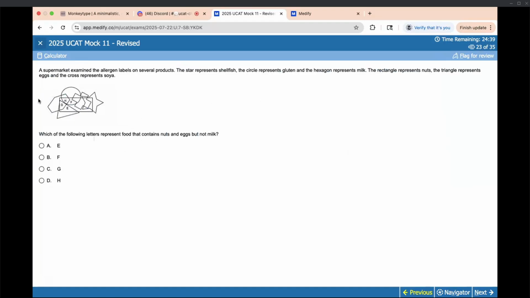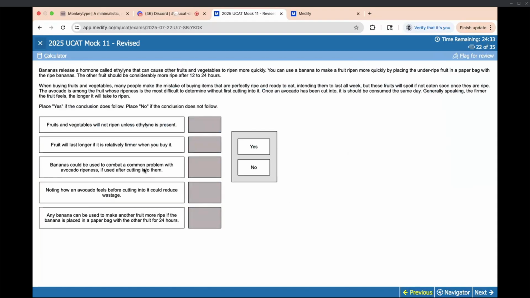Eggs but not milk. So eggs, milk, but not that. So okay, banana wrap and a whole mine. You can use a banana if you're drunk. It doesn't mean they'll ripen less, ethylene present. That's not true. It makes it ripen more quickly. So I don't know about that.